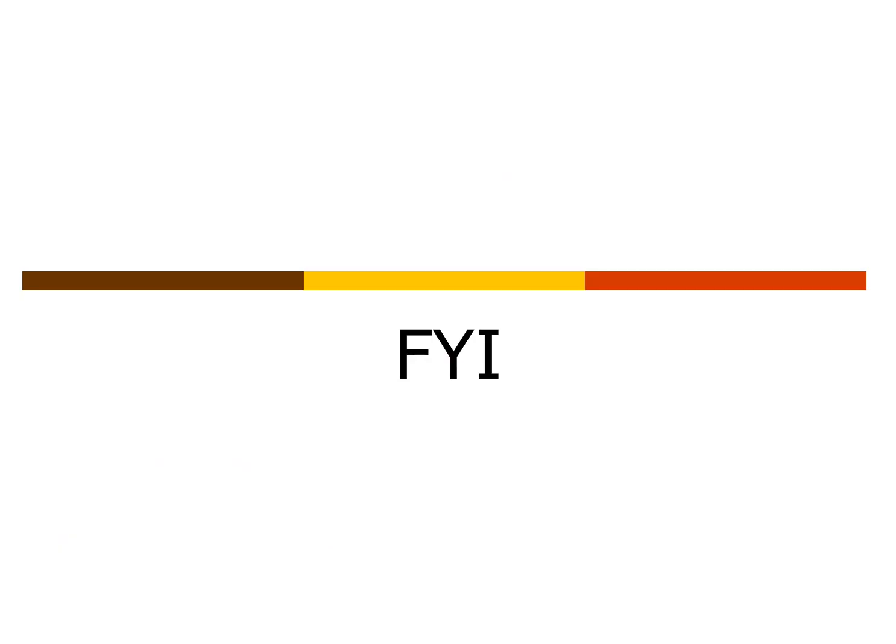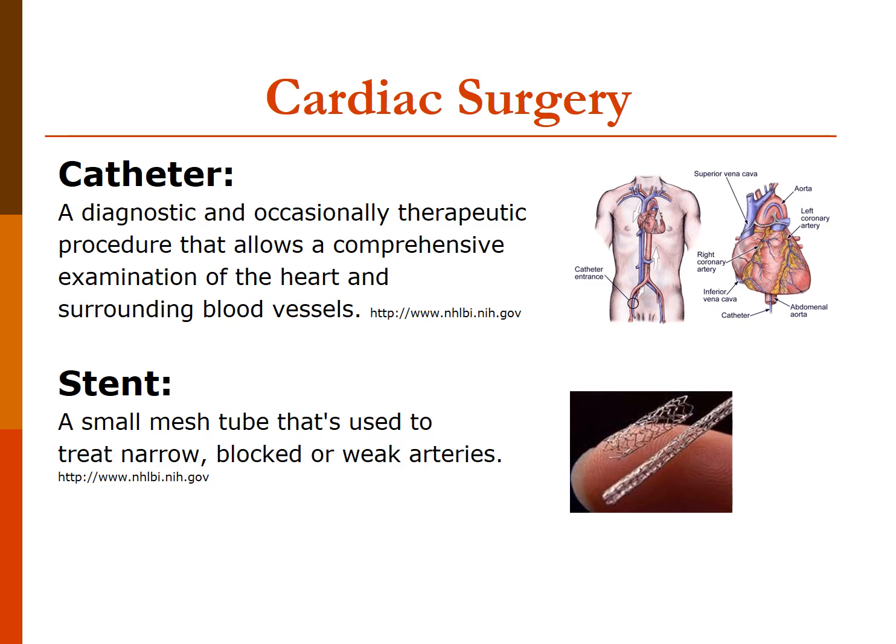These are just some diseases and disorders associated with the cardiovascular system that will not be on the exam, but you may find interesting. A cardiac catheterization is a diagnostic and occasionally a therapeutic procedure that allows a comprehensive examination of the heart and surrounding blood vessels. In cases where a coronary artery is blocked, a stent, a small mesh tube, can be used to open the blocked area. Also being used in narrow or weak arteries.